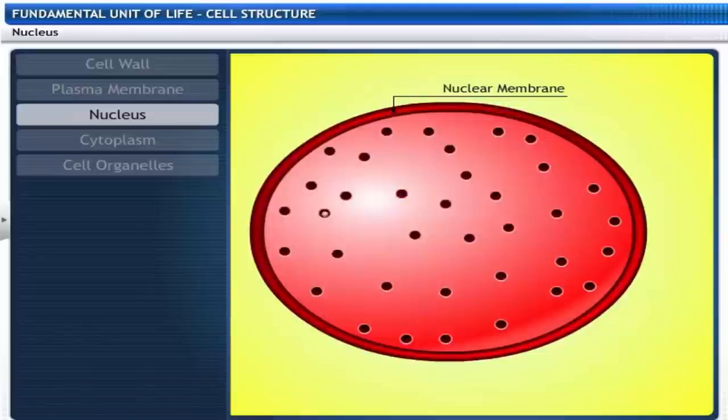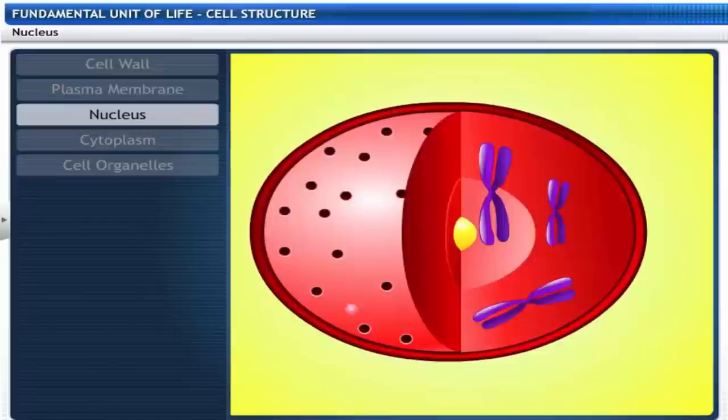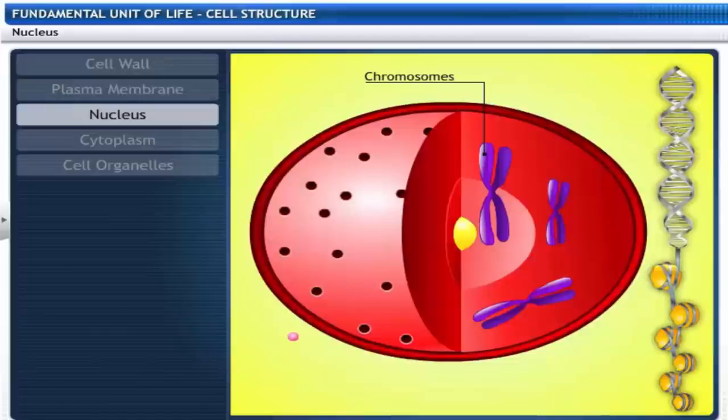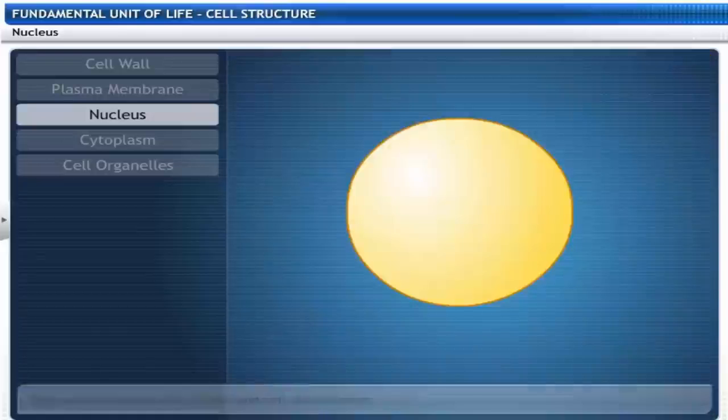The nucleus has a nuclear membrane which is double-layered. The nuclear membrane is perforated to allow substances to enter and leave the nucleus. The nucleus contains chromosomes. Chromosomes contain hereditary information and are composed of deoxyribonucleic acid or DNA and proteins. Functional segments of DNA are called genes.